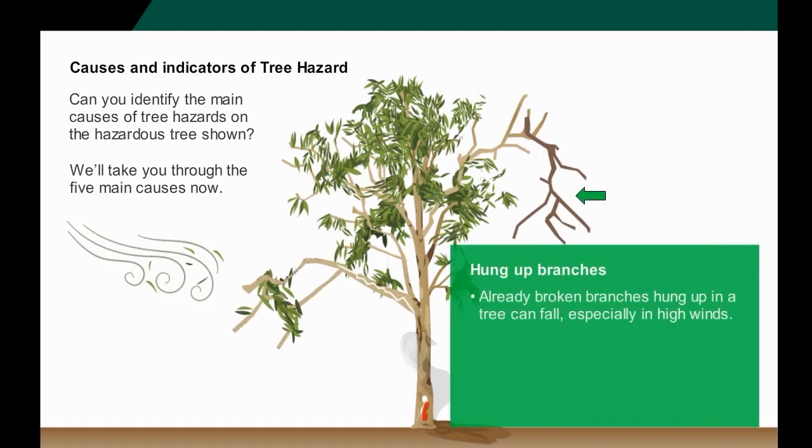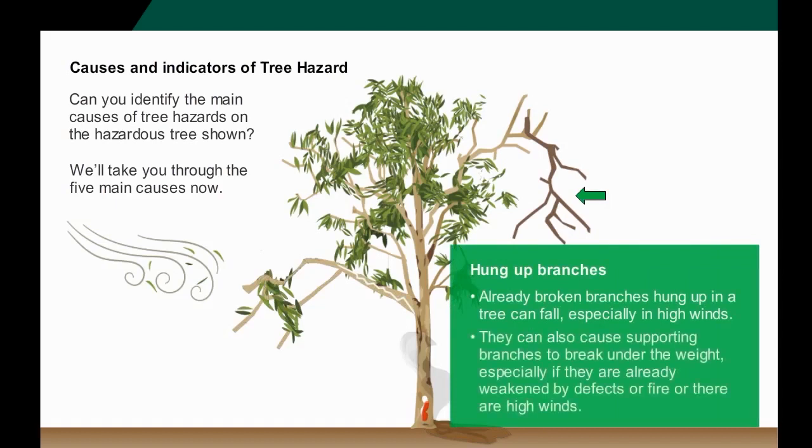Broken branches can get tangled in a tree's canopy and fall suddenly, especially in high winds. They can also put pressure on the branches supporting them, causing those branches to break and fall, especially if those branches are weakened by defects or fire or there are high winds.